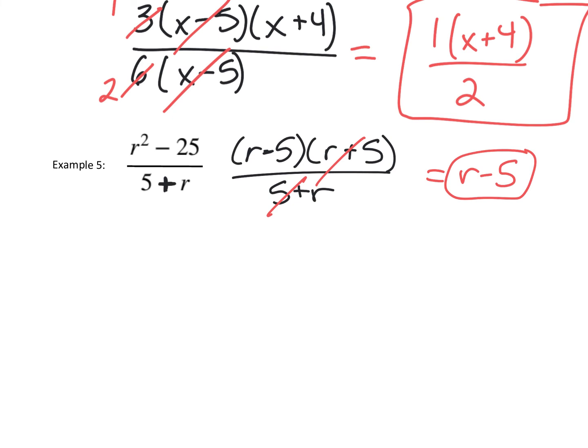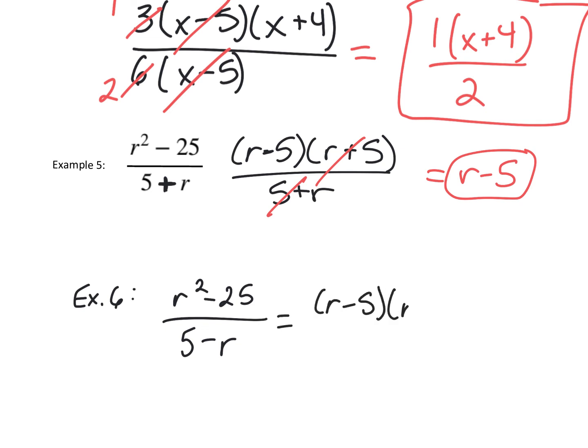Last thing I want to talk about real quick. I am going to add an example 6. Back to what it originally was. Okay, so the same thing, we'd break down the top as r minus 5, r plus 5, in whichever order, over 5 minus r. So now, if I look at these, do I have any binomials that are the exact same?